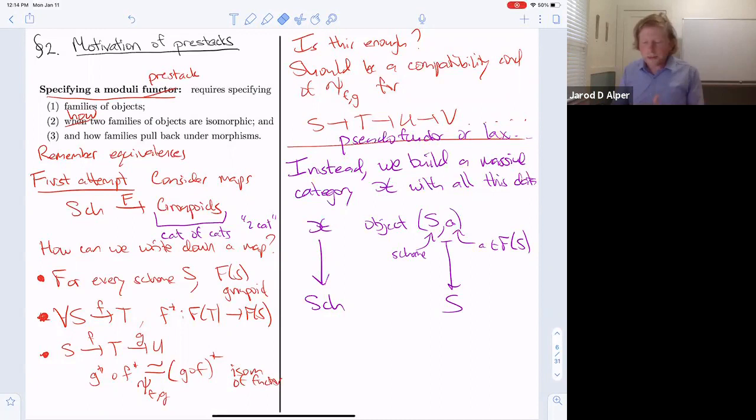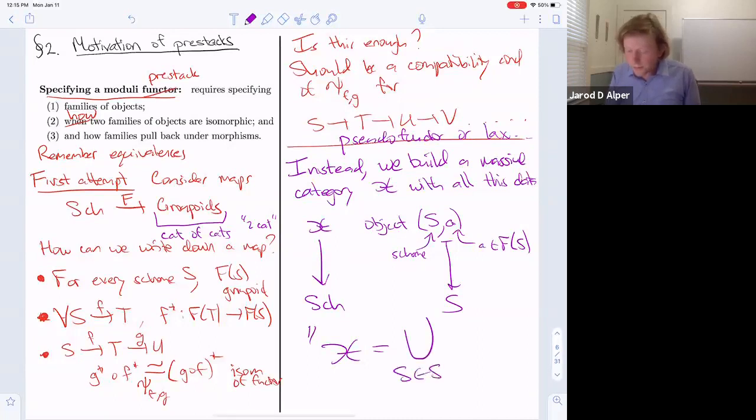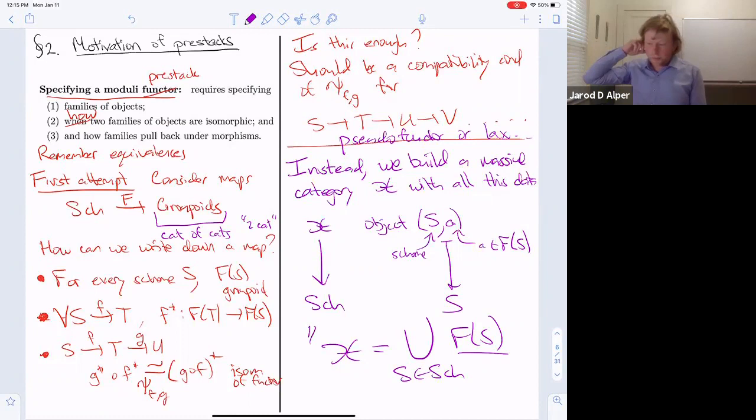So rather than considering these assignments, essentially what we're doing is building X as the union over all schemes of these fibered groupoids F(S). That's the way we think of it. And this is the way we'll define a prestack. Okay, I'm going to pause for questions and then move to the next slide.